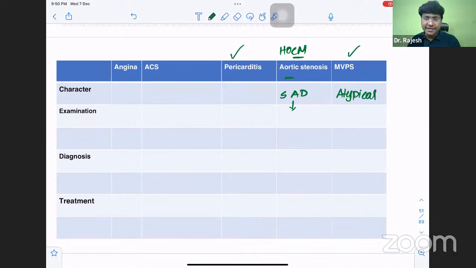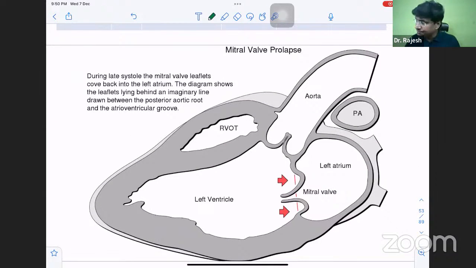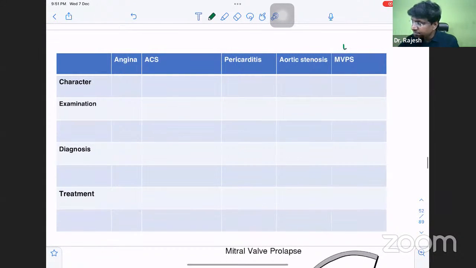And in these patients with MVPS, what is the criteria to call it mitral valve prolapse syndrome? See, the mitral valve leaflets have to prolapse more than 2 mm from the mitral valve annulus. That is the criteria for mitral valve prolapse. And what will be the etiology? Most common cause is idiopathic. We don't know what exactly is the cause. And it may be associated with other connective tissue disorders like Marfan's and Ehlers-Danlos syndrome.